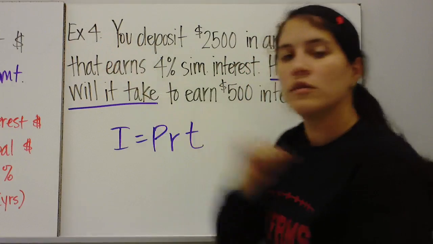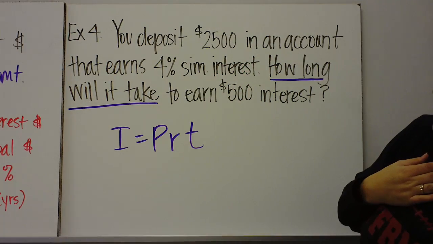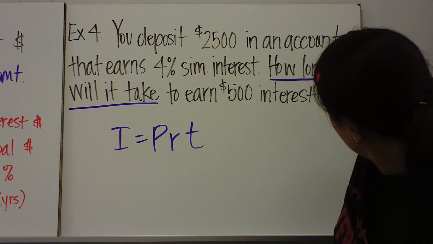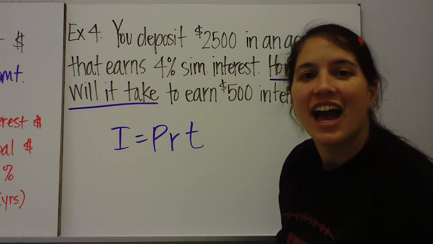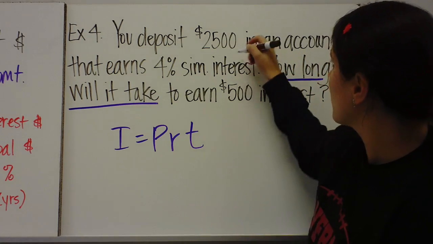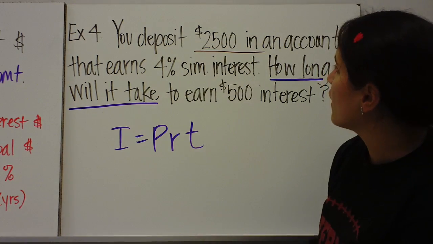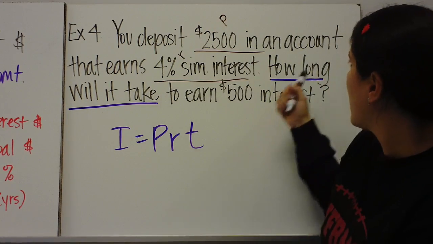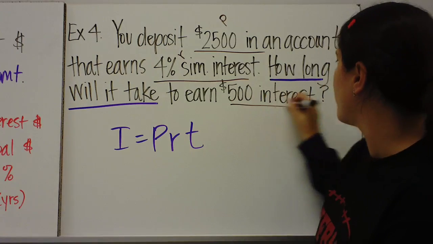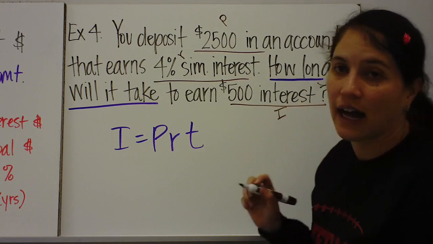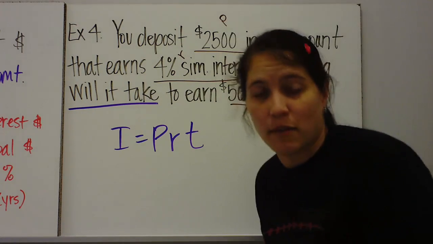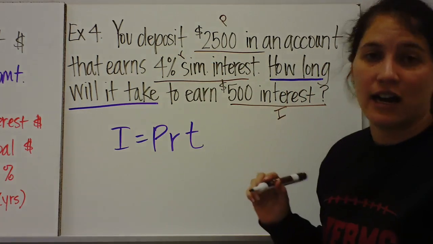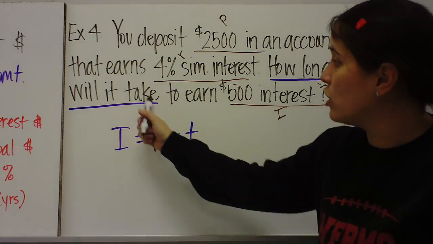All right, example 4. Pause it, copy it down. All right, you deposit $2,500 in an account that earns 4% simple interest. So we have our P, we have our R. How long will it take to earn $500 in interest? Here's our I. This one is a little different, so make sure you pay close attention. You have a P, you have an R, you have an I. We are looking for how long.